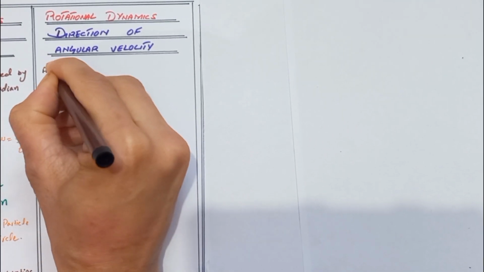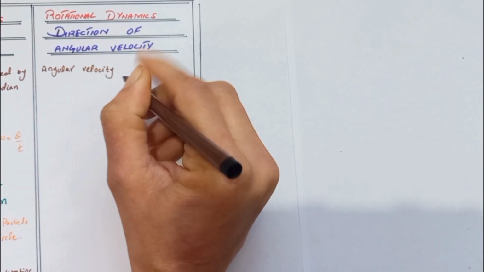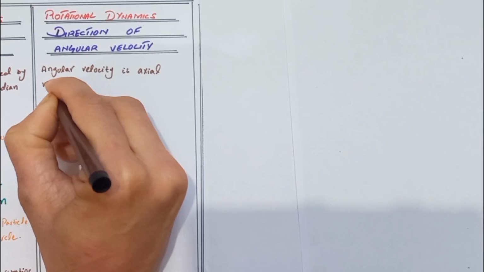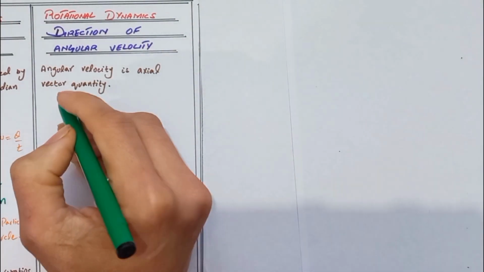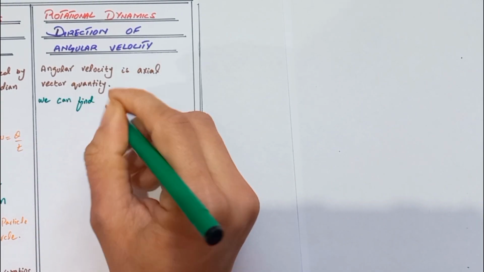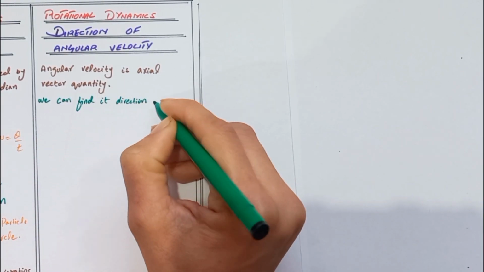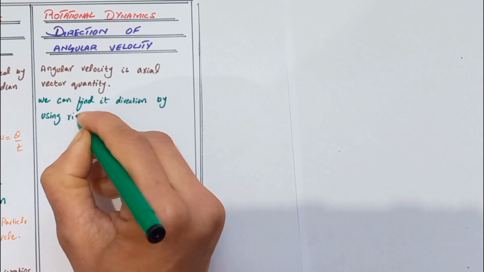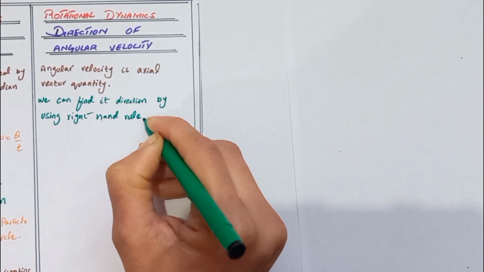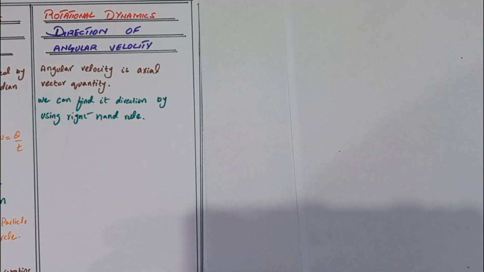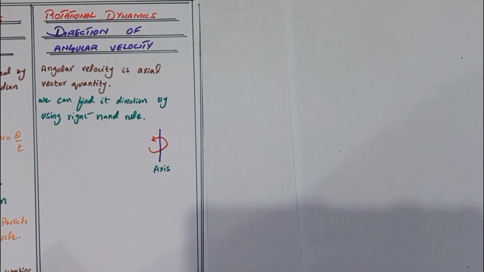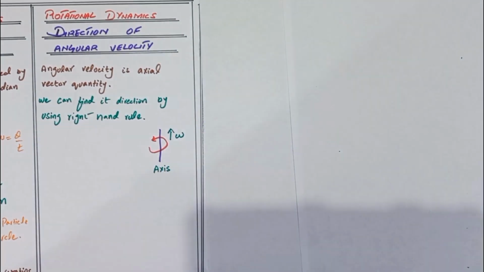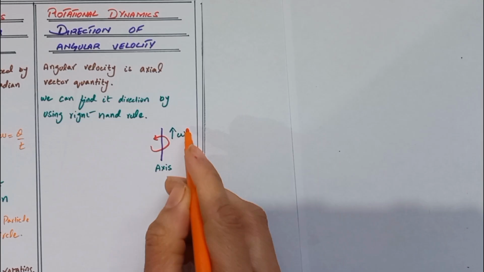Angular velocity is an axial vector quantity. We can find its direction by using the right hand rule. This is the axis. Direction of angular velocity omega is upward. If the object is moving in counterclockwise direction, angular velocity direction is upward.